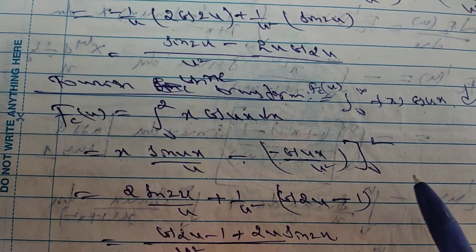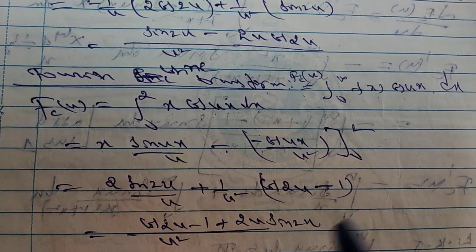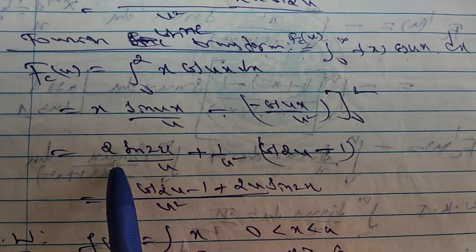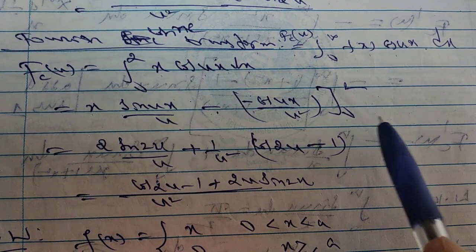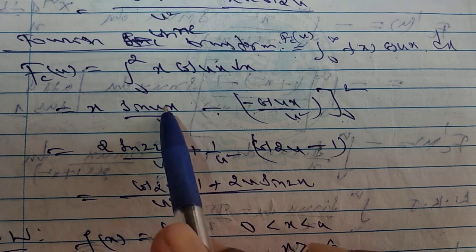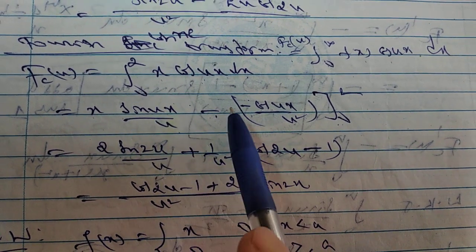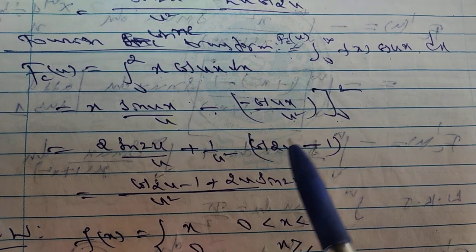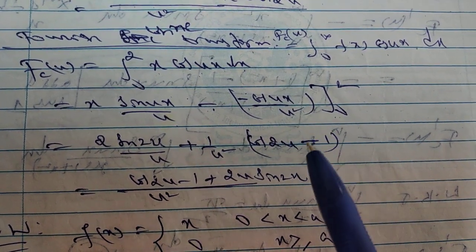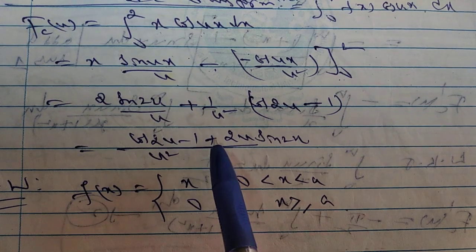So that limits 0 to 2. Same thing, upper limit first, x is equal to 2. So 2 into sin 2u divided by u minus lower limit x is equal to 0. So 0 into any value, that becomes 0. So here minus minus plus 1 by u square, upper limit cos 2u minus lower limit cos 0, that becomes 1. So in these two, how to simplify?